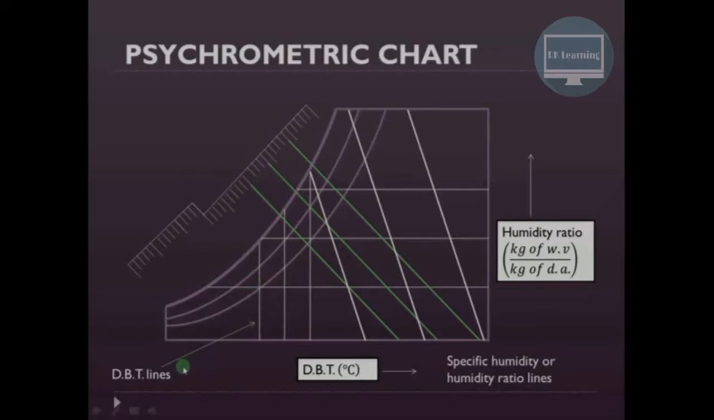So as we have seen, these vertical lines represent dry bulb temperature lines. Then these are the specific humidity lines or humidity ratio lines, which are horizontal because we have taken the humidity ratio on the y-axis. Now this particular curve is known as the saturation curve, where the relative humidity of the air is 100%. It means that air is 100% saturated and is having the maximum amount of moisture that it can hold, and it is not able to absorb further moisture.